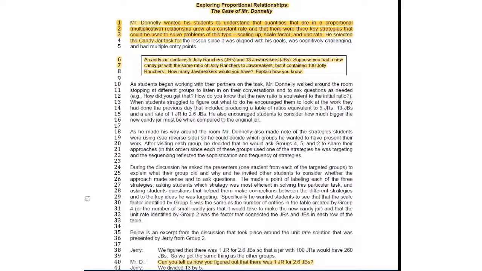So let's talk about assignment 2. You were asked to read the case of Patrick Donnelly and identify how he implemented each of the 8 effective mathematics teaching practices. The first effective practice was establishing mathematics goals to focus learning. Mr. Donnelly's goal was he wanted his students to understand that quantities that are in a proportional relationship grow at a constant rate. And there are 3 key strategies that can be used to solve problems like this: scaling up, scale factor, and unit rate.